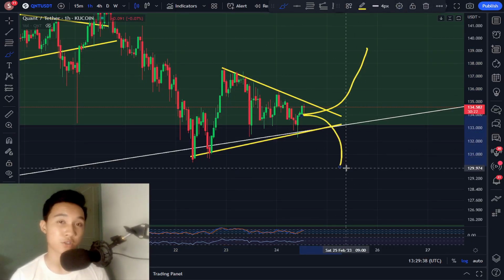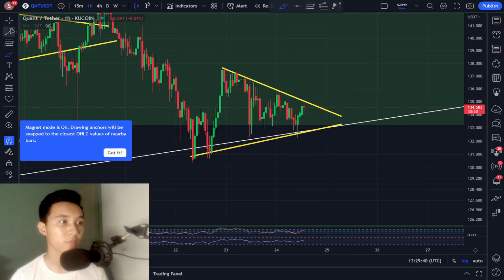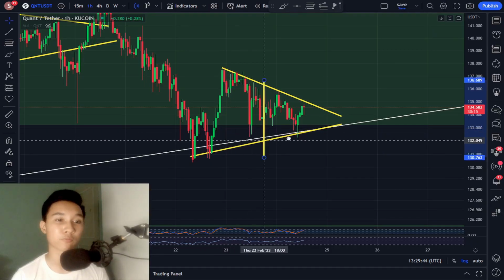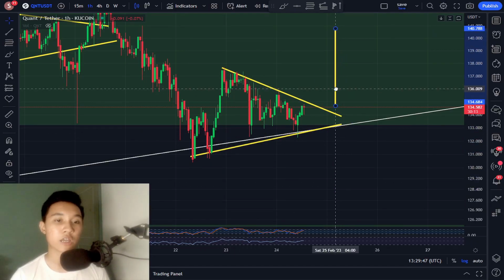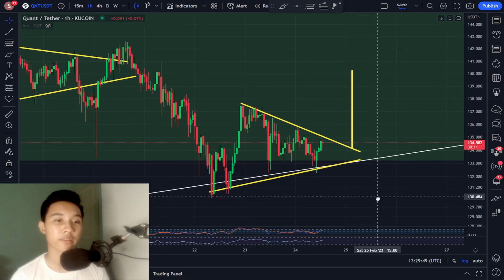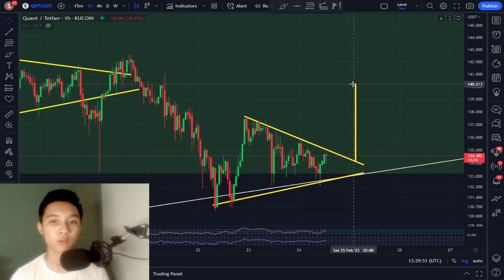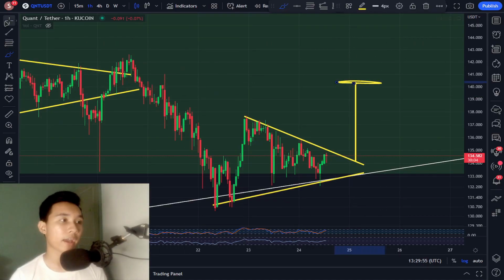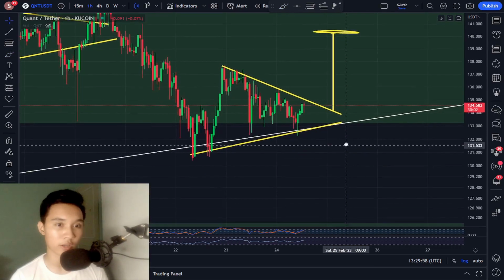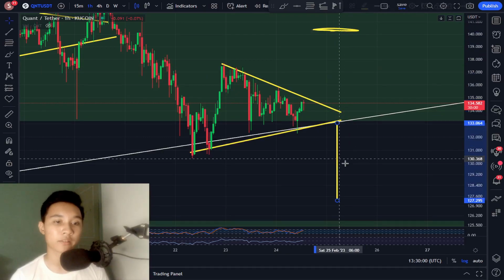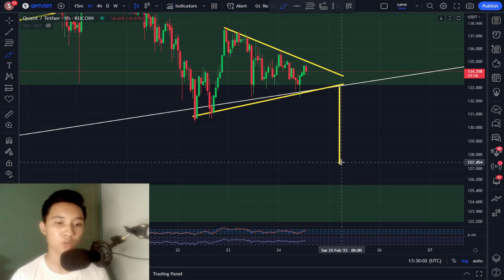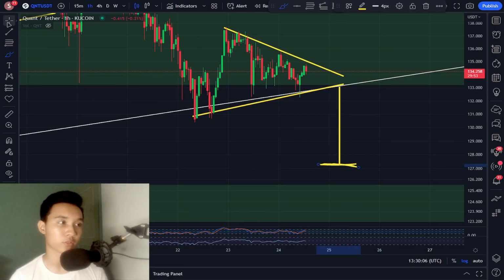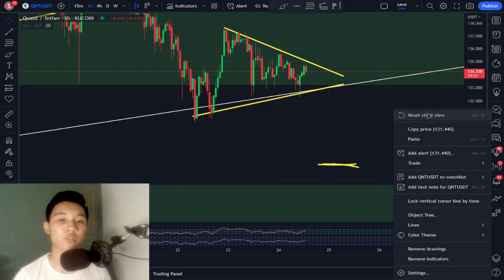But first of all, let's measure the target of the symmetrical triangle. To do this, you have to just measure this part and put it to the point of breakout or breakdown. If we break to the upside of the triangle, the expected target is a pump to 140 US dollars right here. And if we do break to the downside of the triangle instead, then the expected target is a dump towards 127 US dollars. Those are the two targets for the symmetrical triangle.